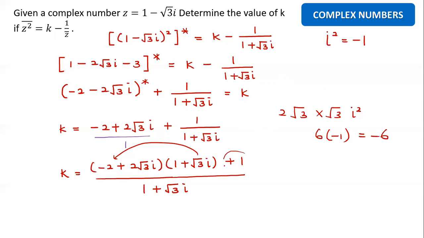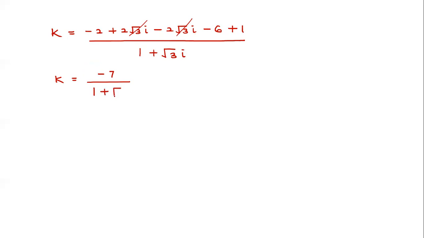And please don't forget there's a +1 here. Okay, got it. So it's going to be +1 there. Done. Over the bottom one is 1 plus square root of 3i. So we're going to solve this. Good news, this one and this one gone. So on top we have negative 7, over 1 plus, sorry, square root of 3i.